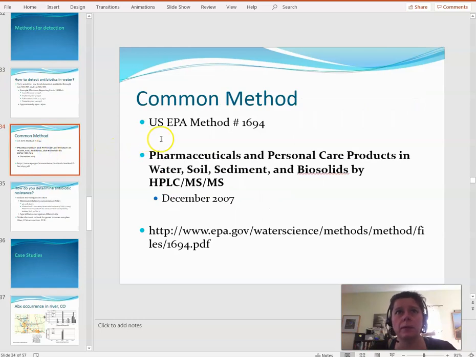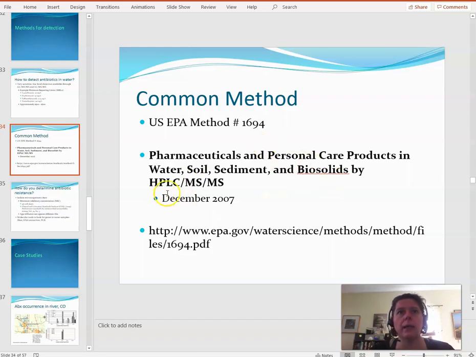The most common method is EPA method 1694. This was developed in 2007. And so this looks for it in water, soil, sediments, and biosolids. Biosolids are the stuff from sewage. So what happens is the solid part of it, the sludge, we call it biosolids. We put it on farm fields. That's what gets moved into that.